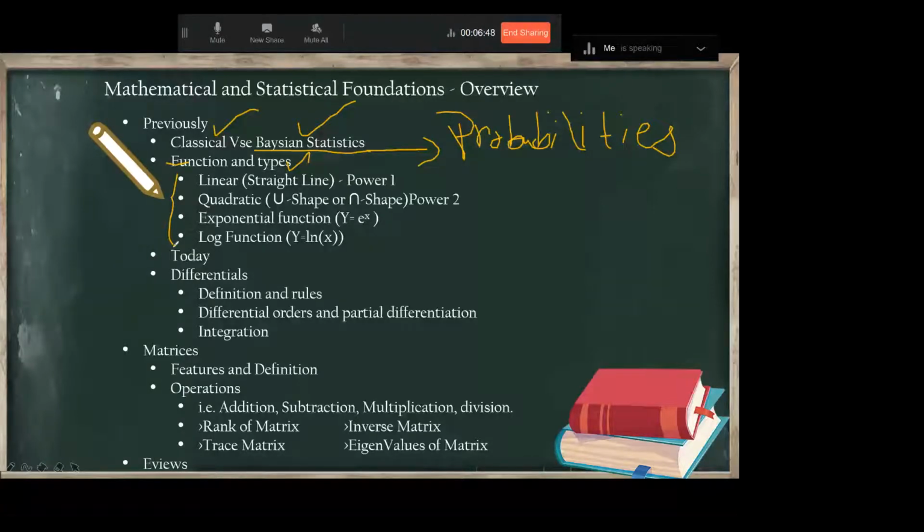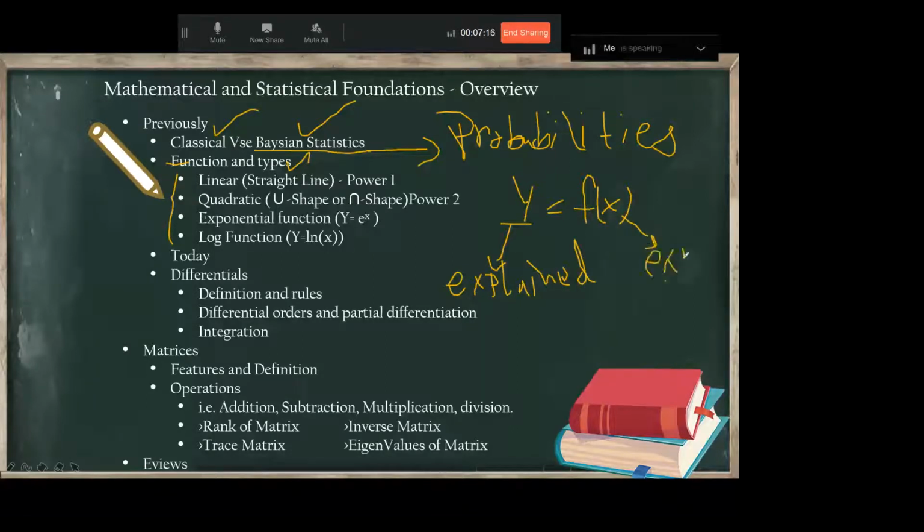We understood what a function is: the possible relationship that can exist between 2 variables, y and x. For example, if y equals f of x, what is the possible relationship? We call y the explained variable, which is explained by the explanatory variable x.